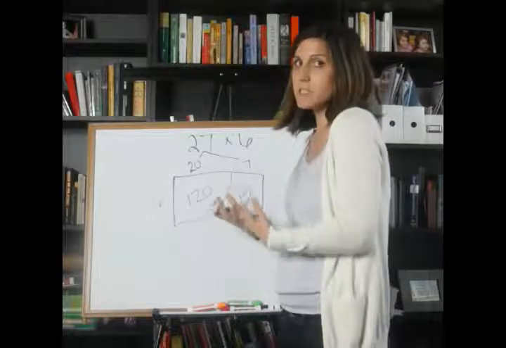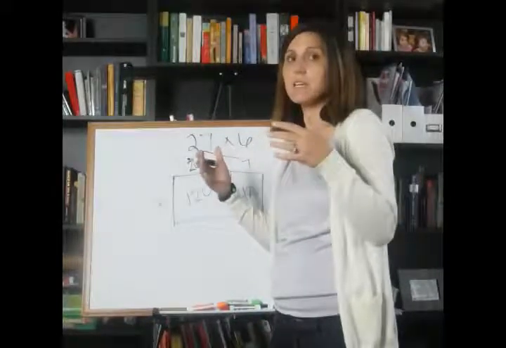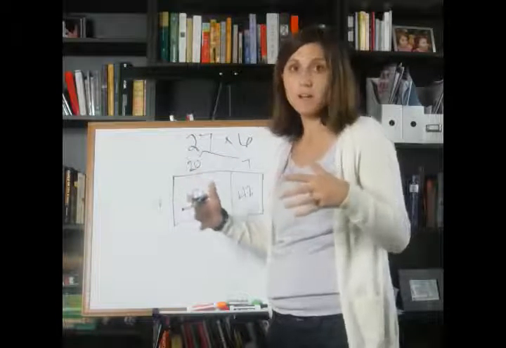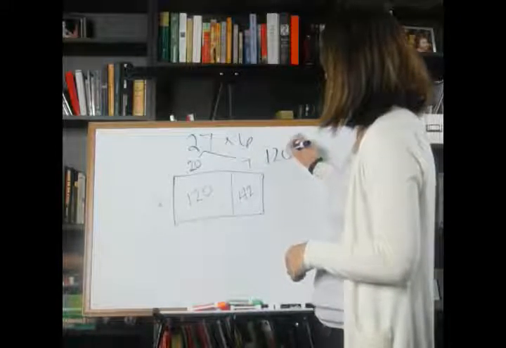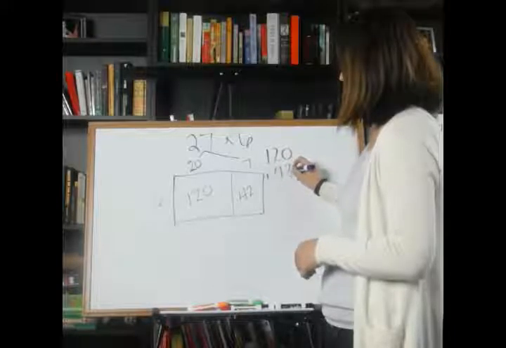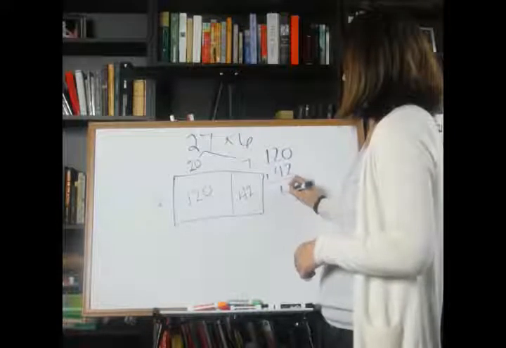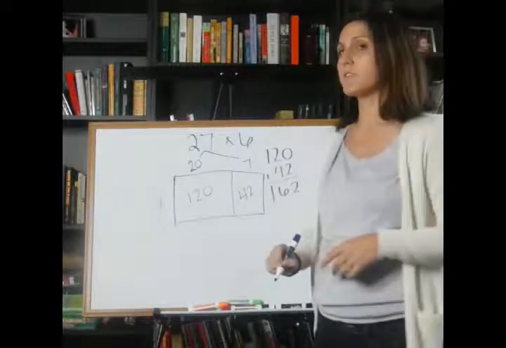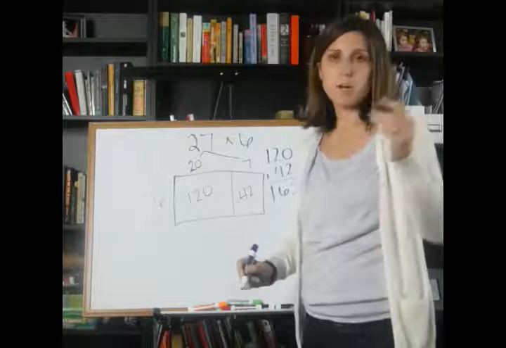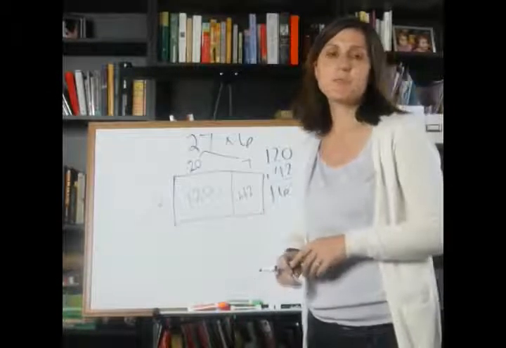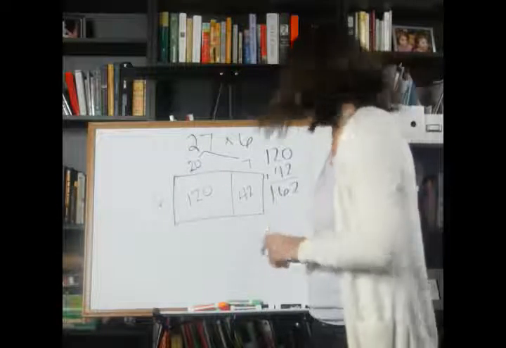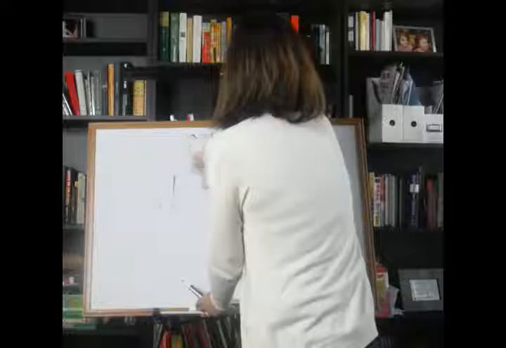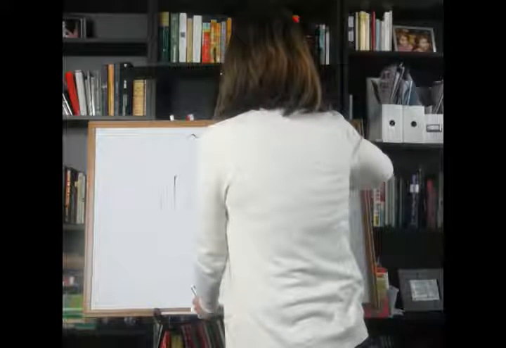So like I said, this is only helpful if you know your basic multiplication facts, anything under 10. And then I can add 120 plus 42, and I get 162, which you can check with a calculator is the answer to 27 times 6. Let's do one more.